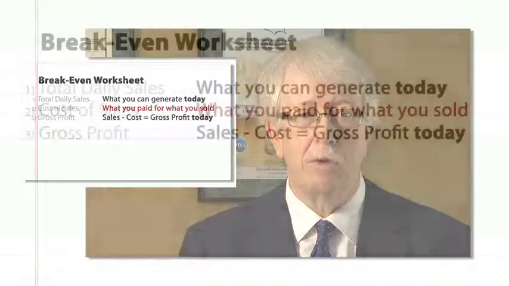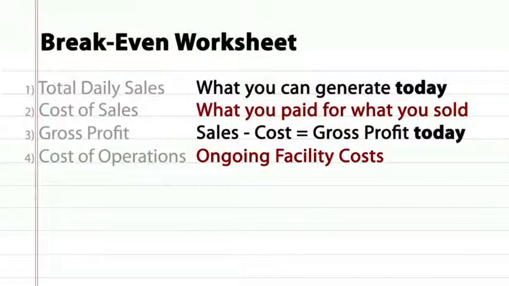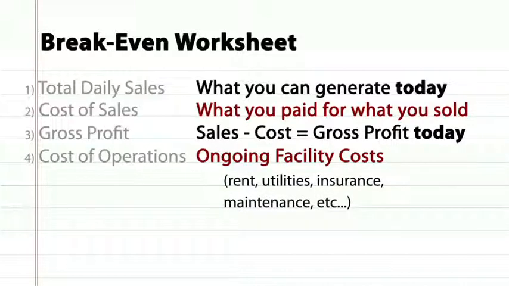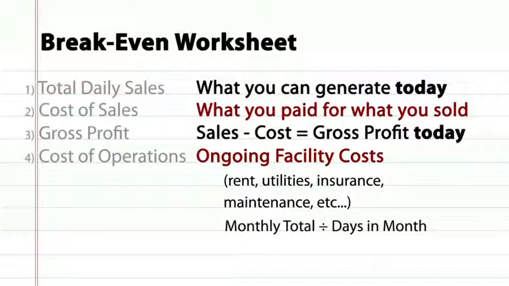Line number 4 on your chart will be cost of operations. Cost of operations will be very close to consistent throughout the full calendar year. This is the only line that will stay consistent throughout the year. What goes into this particular line are operating costs such as rent, utility bills, telephone, internet access, insurance payments, garbage pickup, and maintenance on the facility. These are the expenses that you total for the month and then divide by the number of days in the month and enter into line number 4.